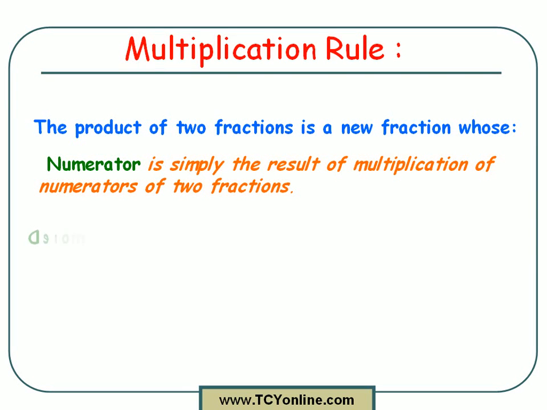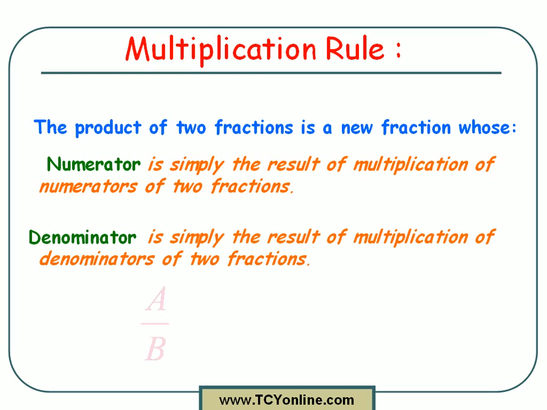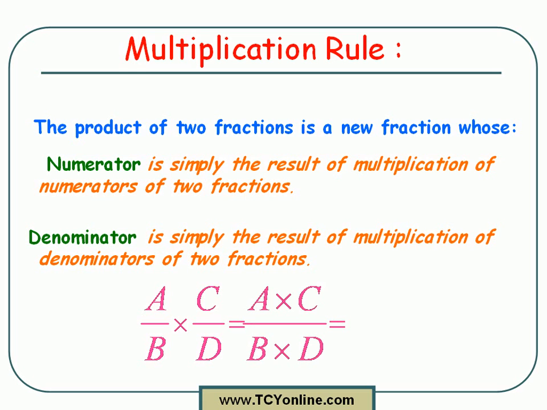For example, we have a fraction a over b, and now we multiply this by c over d. Simply multiply the numerators of these two fractions, that is a and c, as well as the denominators of two fractions, that is b and d. So a times c will simply give ac, while b times d will give bd. So our new fraction will be ac over bd. So this was the multiplication rule.